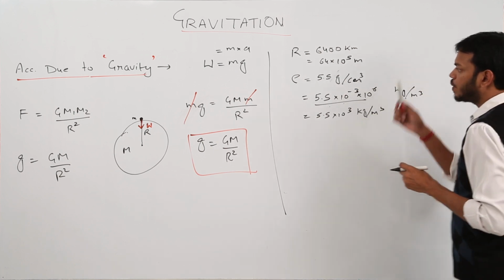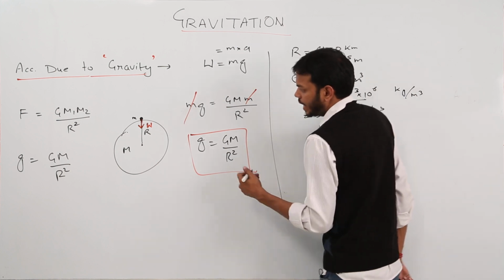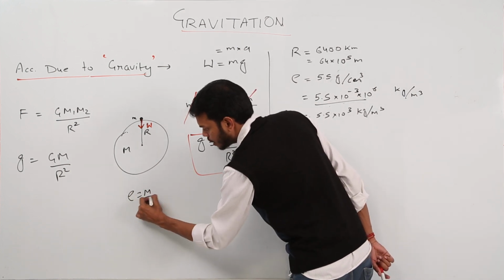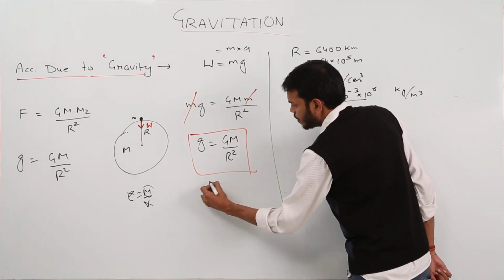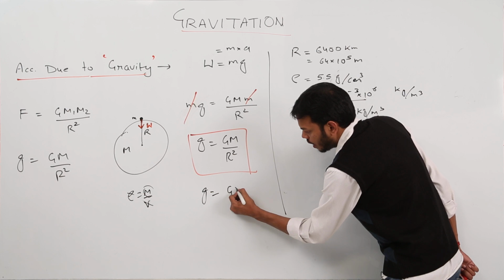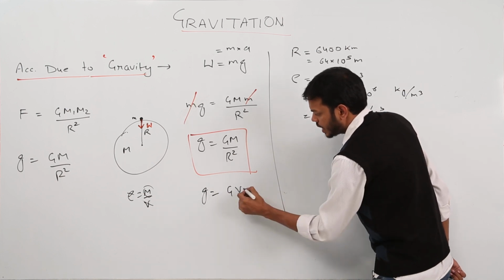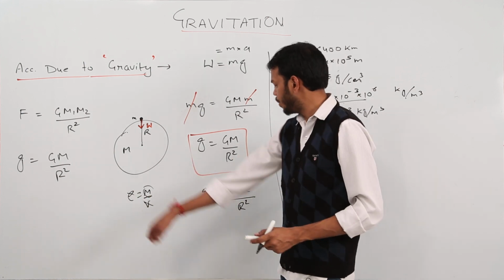Now why am I writing these values? That is because instead of mass I can write, we know this from density, mass per unit volume. So instead of mass I can write volume into density. So this becomes G is equal to G, volume is V, density is rho, over R square. That is what we did, mass is volume into density.